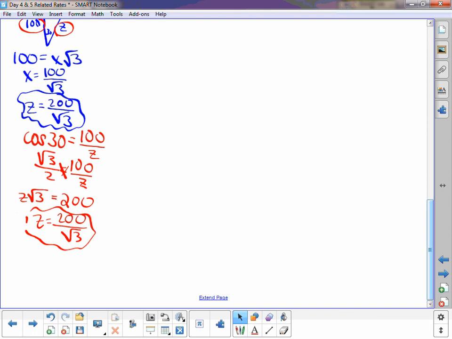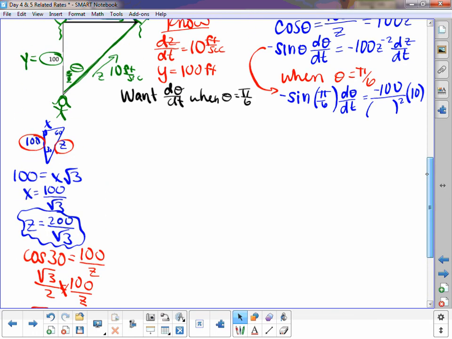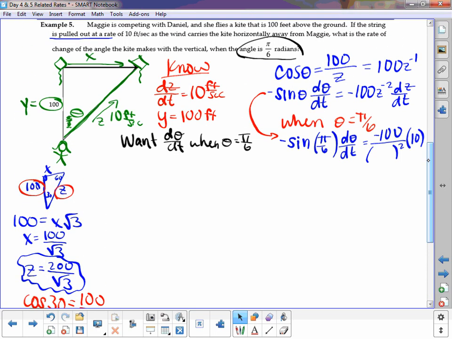So either way, use your geometry or trig, and we get that z is going to be 200 over root 3. So I need z squared, so 200 over root 3 squared. Are we good with that? Questions for that value? Okay.